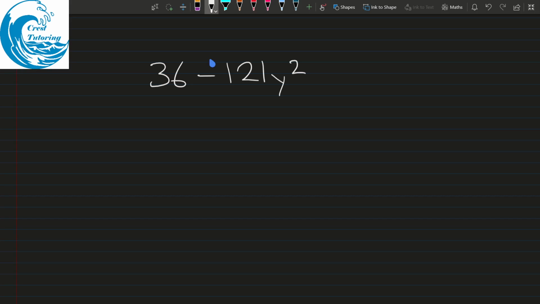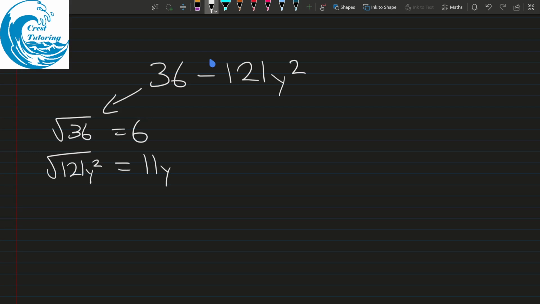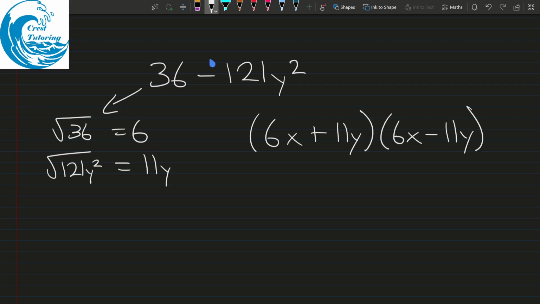Alright, so the answer for this one, you're going to get the square root of 36 is 6. Square root of 121y squared is 11y. And your answer is going to be 6 plus 11y and 6 minus 11y. And that's your answer.